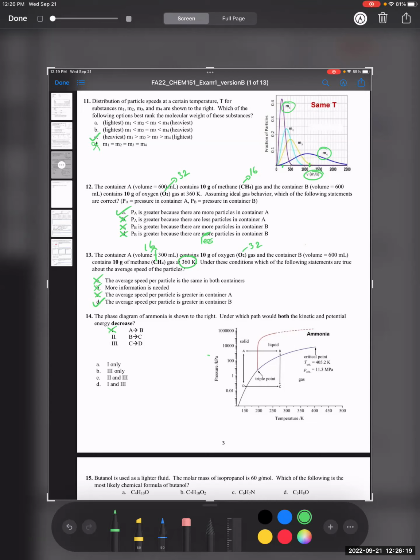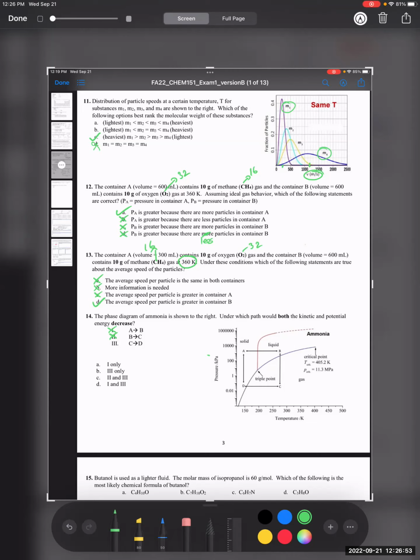And B to C is not going to change the temperature. Right. But when you go from B to C, you're going from liquid to gas, and the potential energy increases because the attractive interactions between the particles are weakened when you go from liquid to gas. Therefore, B to C is out, because both kinetic energy and potential energy have to decrease, not increase. In B to C, only potential energy changes, and it is increasing rather than decreasing. All right, therefore, the correct answer must be option 3.